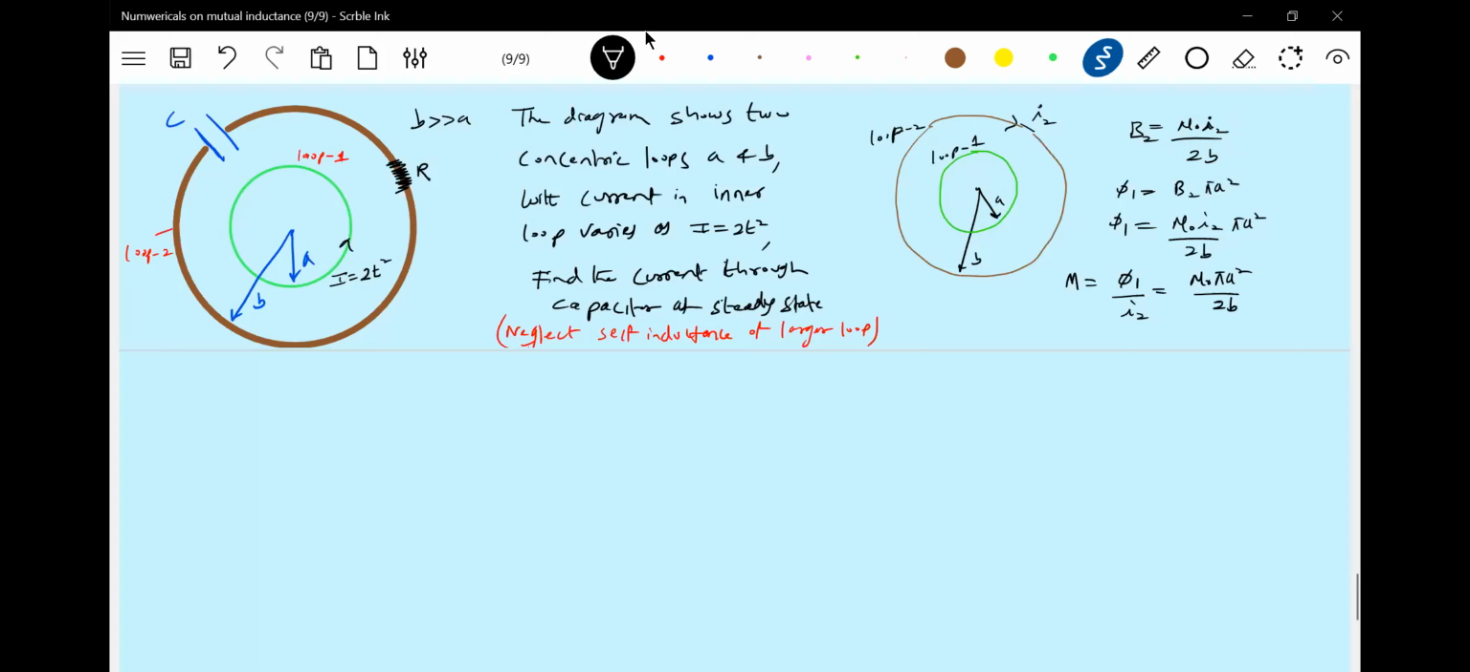So the EMF induced. Okay, now we have the mutual inductance. So can we calculate the EMF induced in the outer loop? Do we know the mutual inductance? It is mu naught pi a square by 2b, times di1 by dt. So what is I1? di1 by dt should be equal to 4t.